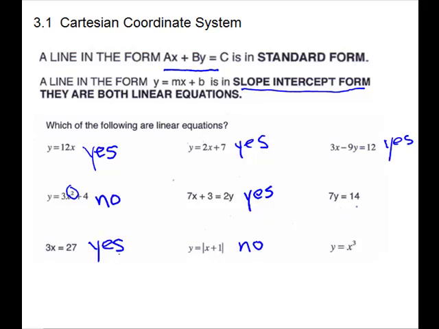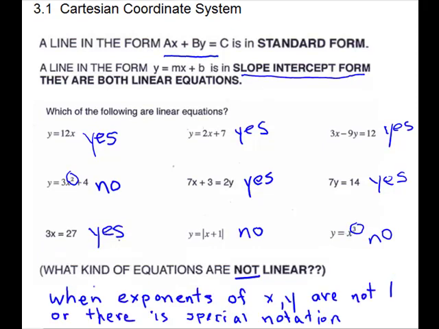Our next one, this one only has a y. It does not have an x, but the exponent is 1. It is going to be a line, and it will also be a special line when there's only one kind of variable. And our last one has x to the third. This is not a line. So you can look at your equation, look at the exponents to tell if it is a line or not. For our next question, what kind of equations are not linear? It is when the exponents of the x and y are not 1, or there is special notation such as the absolute value. Then those will not be linear.